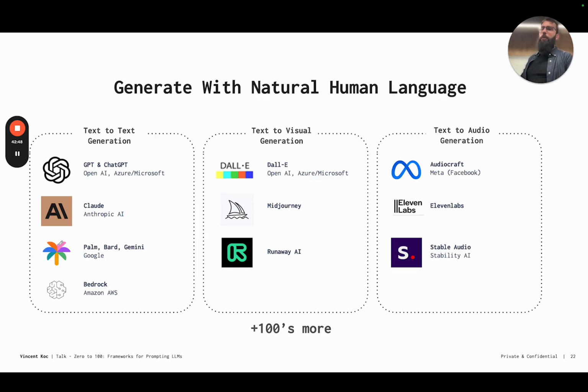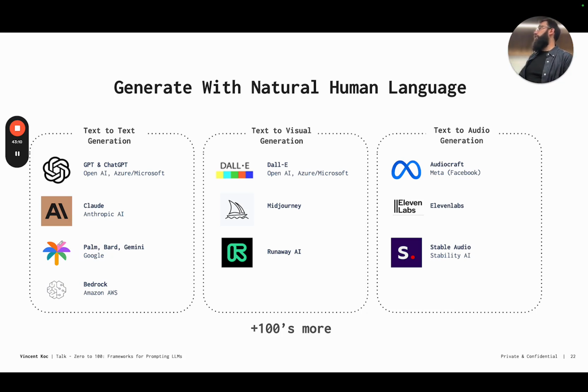So the key with all of this is that with the use of natural human language, we can generate lots. We can generate text to text. So you've got GPT, there's Claude, there's Google, which they first called Palm, then Bard, then Gemini for whatever reason. Amazon Bedrock, the list goes on. There's Mistral as well, which is a new competitor in the space.